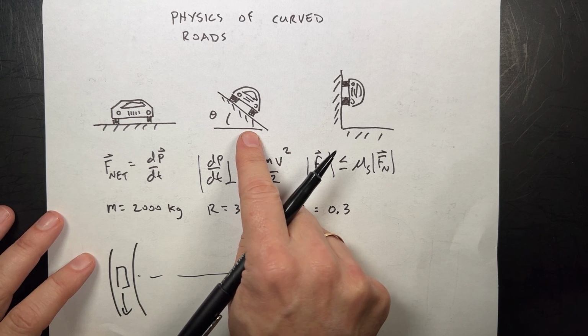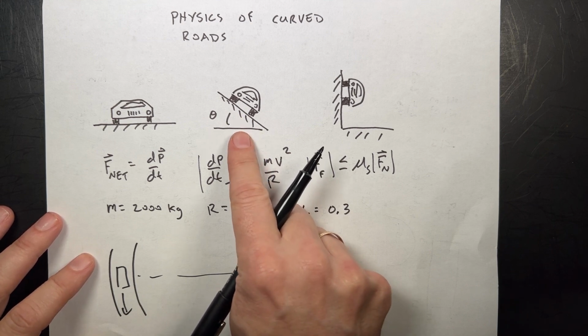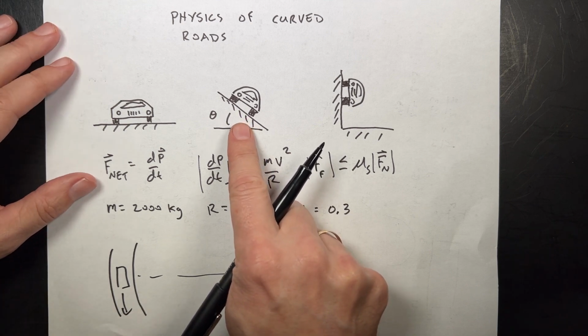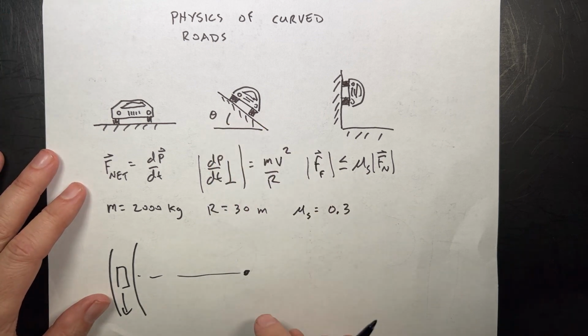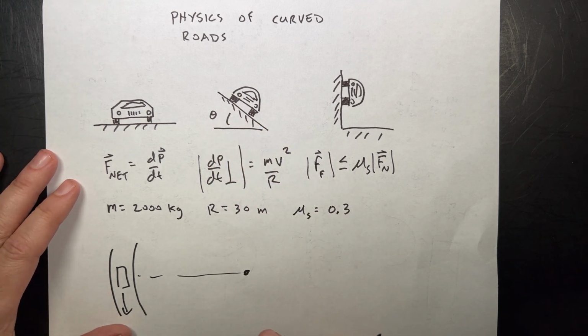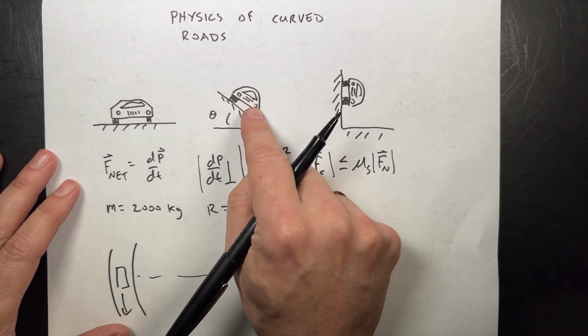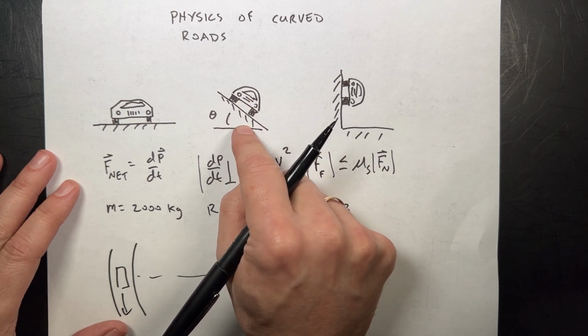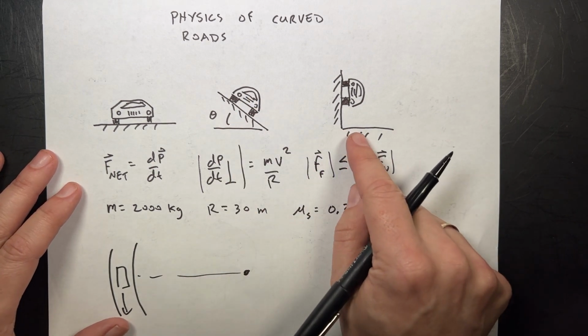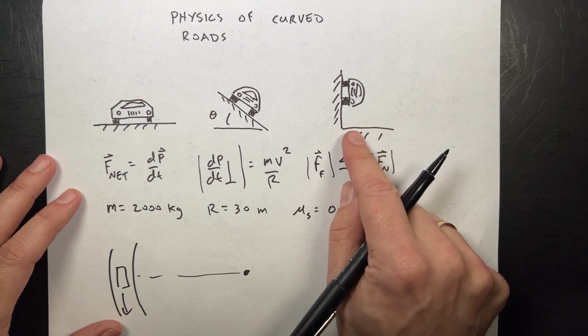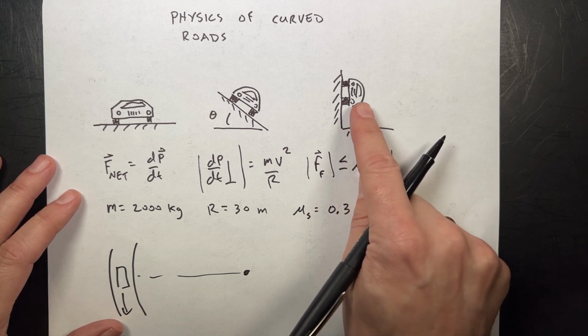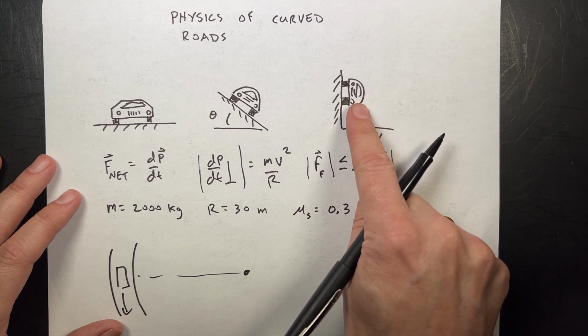A lot of curves are slightly banked. In NASCAR, they're severely banked. But I want to find out if it's tilted at some angle, let's just say theta equals 10 degrees. I'm going to pick 10 degrees. It's the same radius. Then what speed would this go so that it doesn't need any friction to make it turn? And then finally, what would happen if I have a vertical road? How fast could I go on this and not fall down?